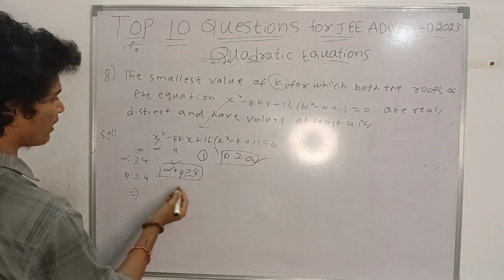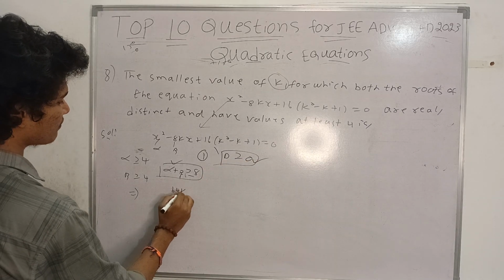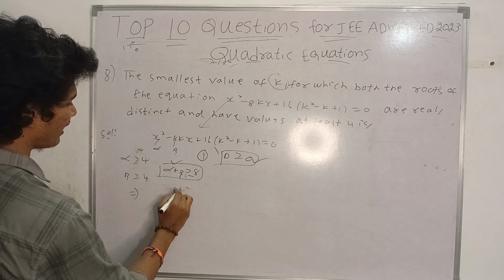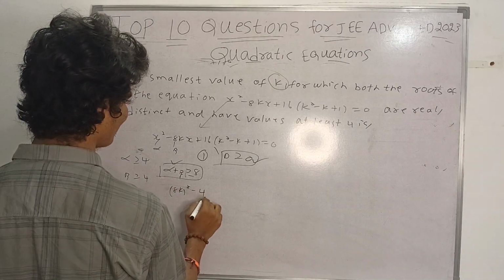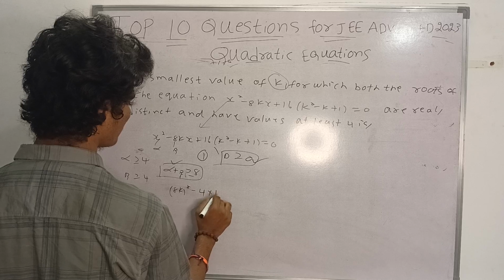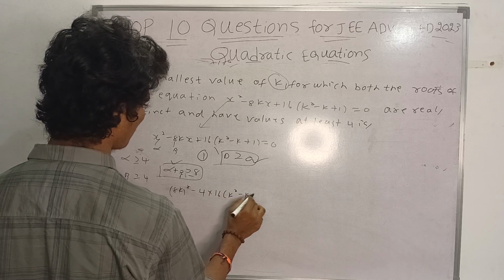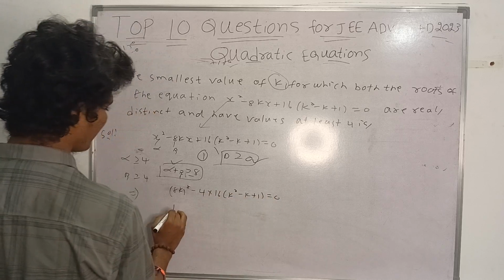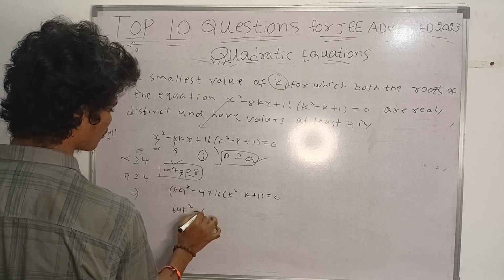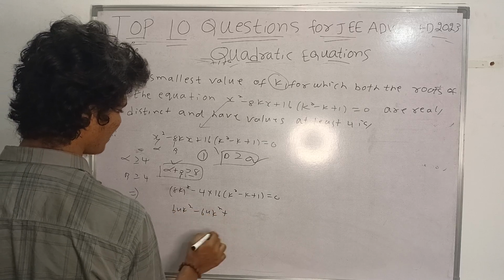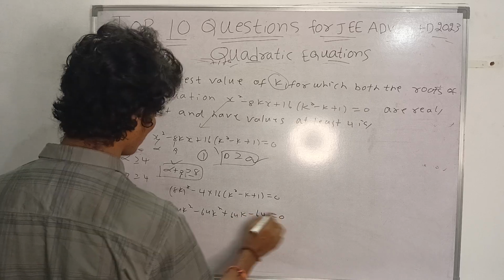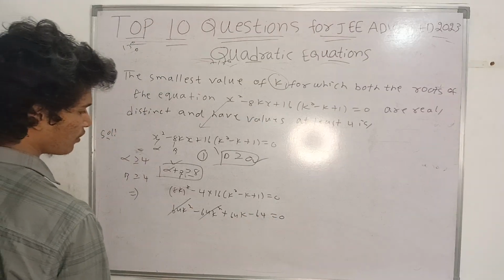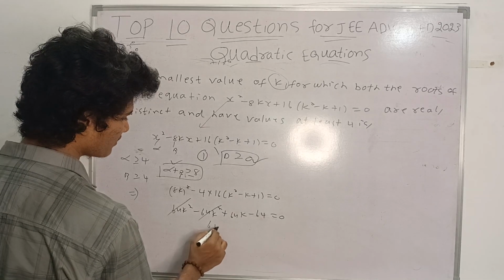and D greater than or equal to 0, we can easily solve. It is 64k square, that is (8k) whole square minus b square minus 4ac, 4 into 16 into (k square minus k plus 1) equal to 0. It is 64k square and it is also 64k square. It is plus 64k, it is minus 64 equal to 0. 64k square will get cancelled and we got 64.